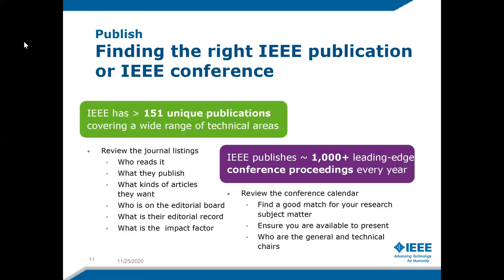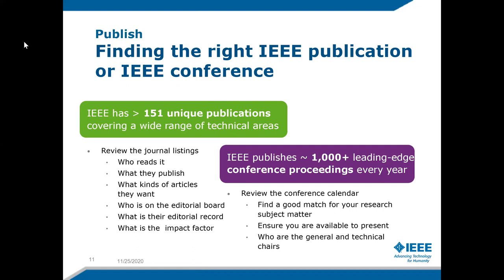Okay, and also after that, we need to find what is the right journal or the right conference for us to submit to. There are more than 151 unique publications covering a worldwide range of technical areas for the society. And with the increase of open access journals, we are going to have even more, I think. And for conferences, it is even more than 1,000 leading edge conference proceedings every year. So where should we submit, or which journal or which conference should we choose?